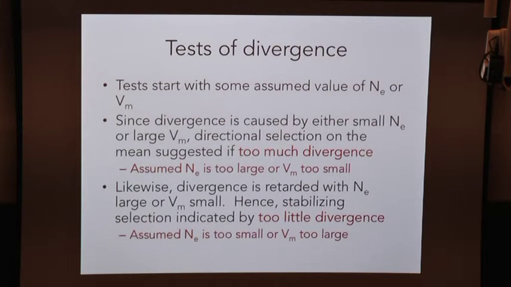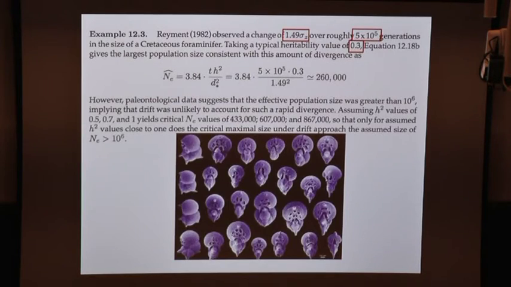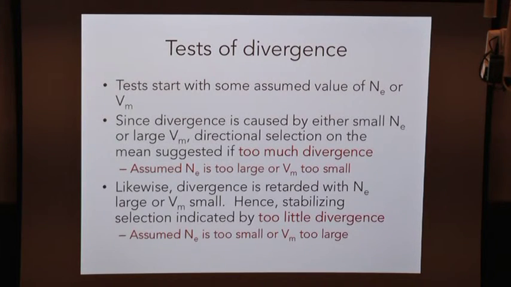So here's the example of that. Let me give an example and I'll come back. Actually, I'm jumping ahead too much. So tests of divergence start with some assumed value for the effective population size or the mutational variance. Excessive divergence, from a starting point to an end point, indicates directional selection.